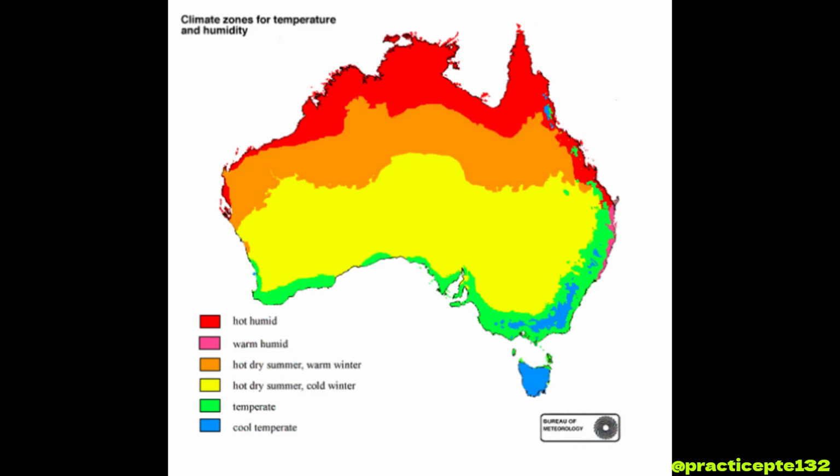It is in the southeast of Australia. It also mentions information about other areas, including hot humid, warm humid, temperature and so on. In conclusion, different areas in Australia have different climates.